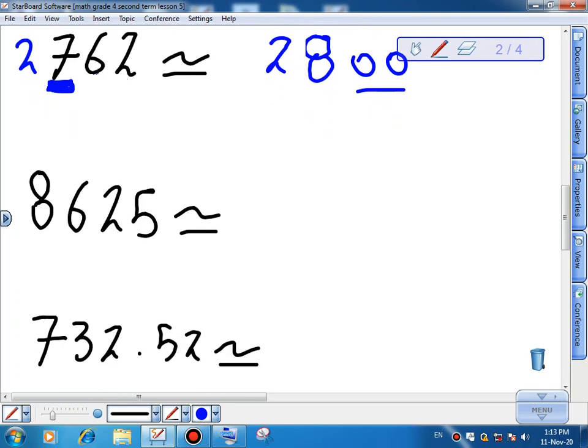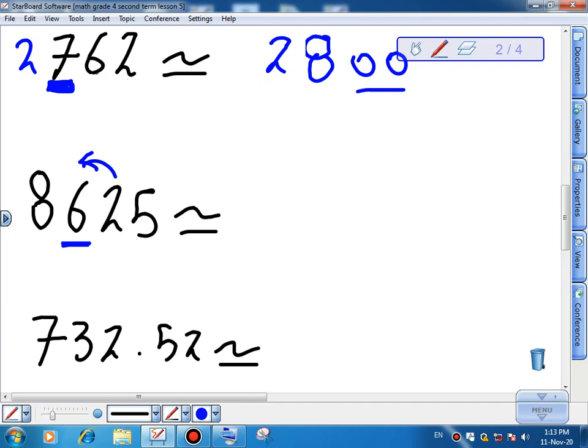Another one, 8,625. We need to approximate to the nearest 100. Underline the number 6 like this. The tens place, the digit after the hundreds place, is 2. Is 2 a weak or strong number? 2 is a weak number. So if I hear a weak number, never increase the hundreds or the thousands. Weak, never increase. Strong is the only one that increases the number.